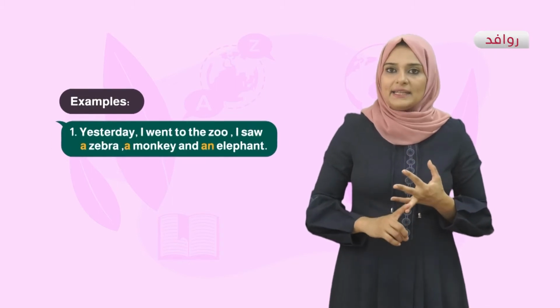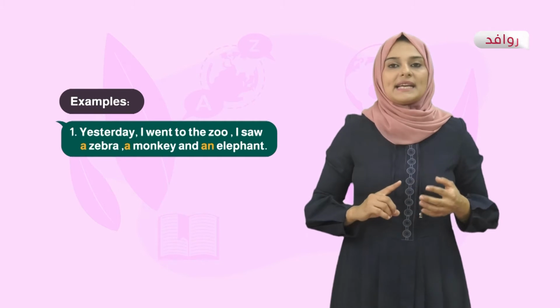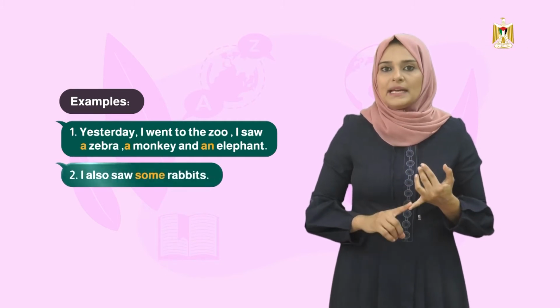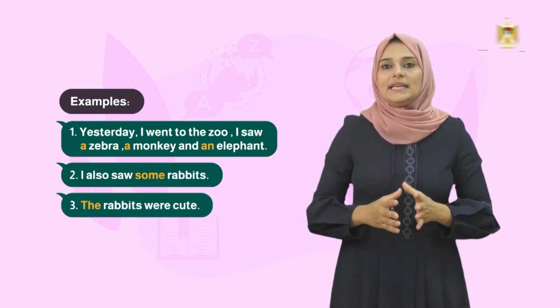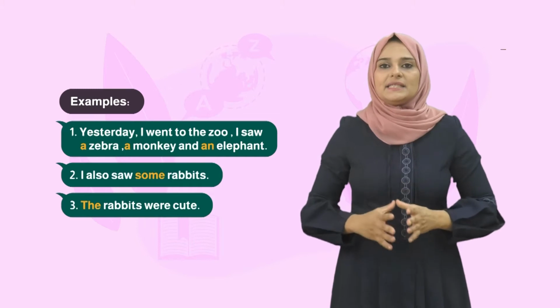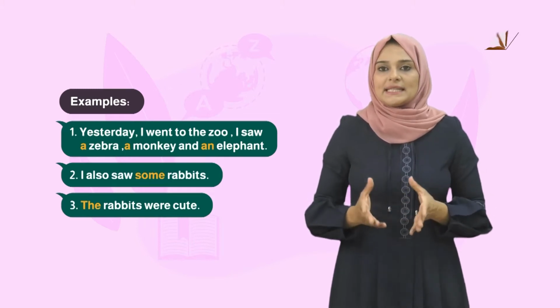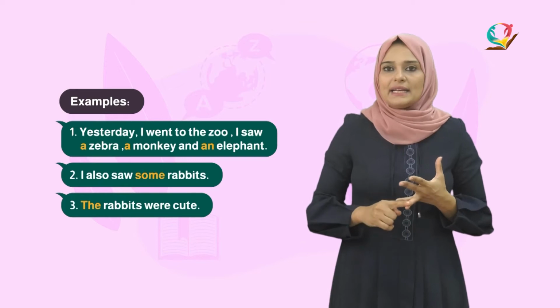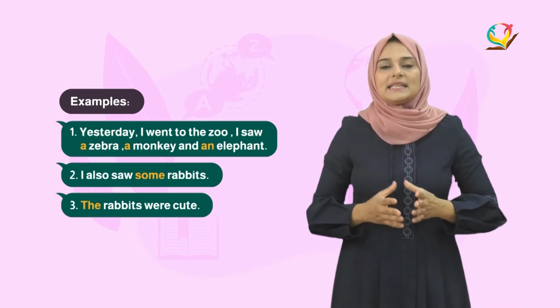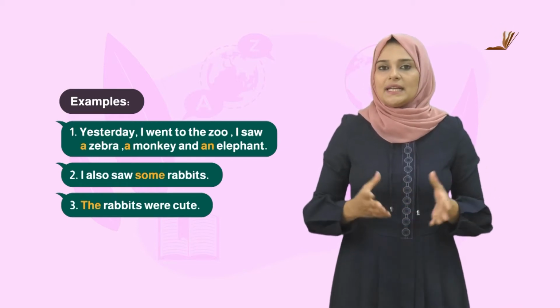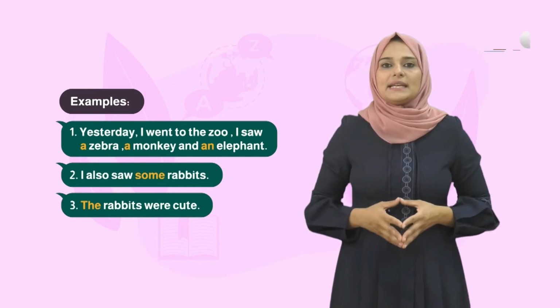Now let's find the articles in these examples. In the first example, we have a, again, an. In the second example, we have some. And in the last example, the. We call these definite and indefinite articles.